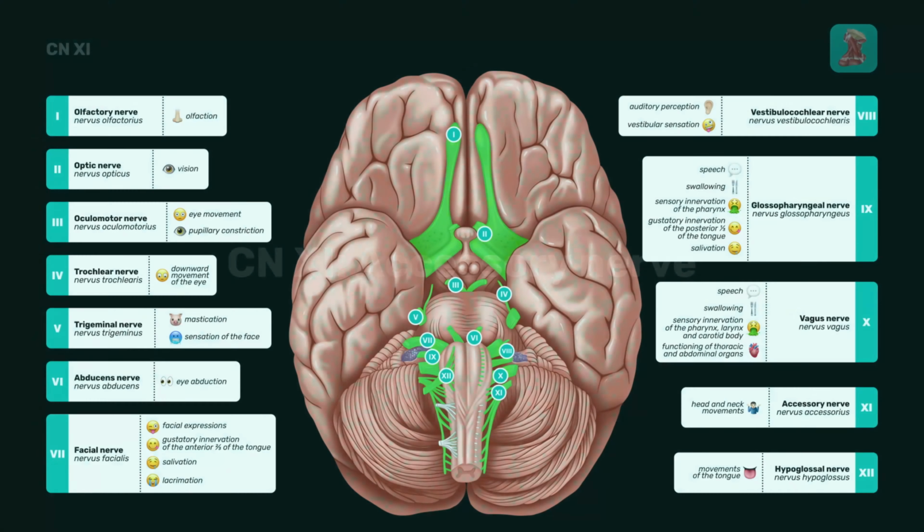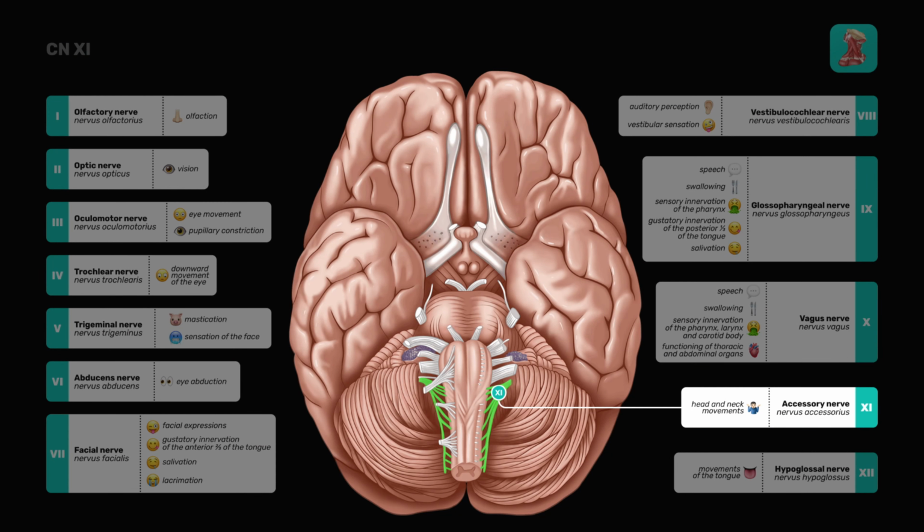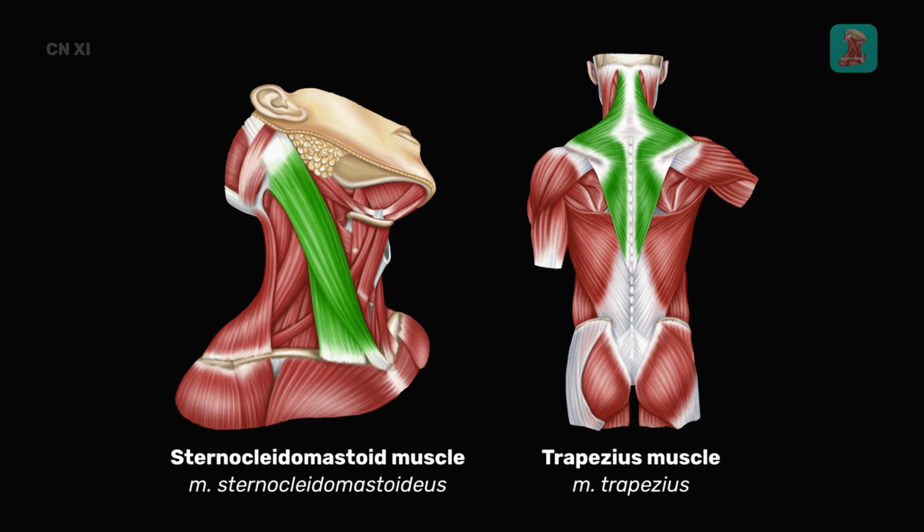In this video, we're going to discuss the anatomy and function of the accessory nerve, or the 11th cranial nerve. It innervates the sternocleidomastoid and trapezius muscles.